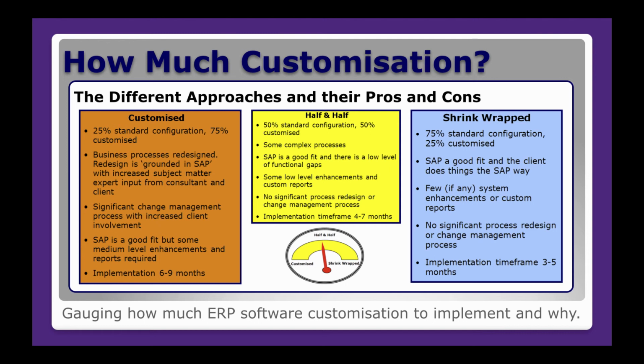Then you have half and half, so effectively 50% standard configuration and 50% customization. There'll be some complex processes and there is a low level of functional gaps. However, although you're not doing any significant process redesign or change management process, you have increased the time over what the shrink wrap would give you to between 4 and 7 months development time.